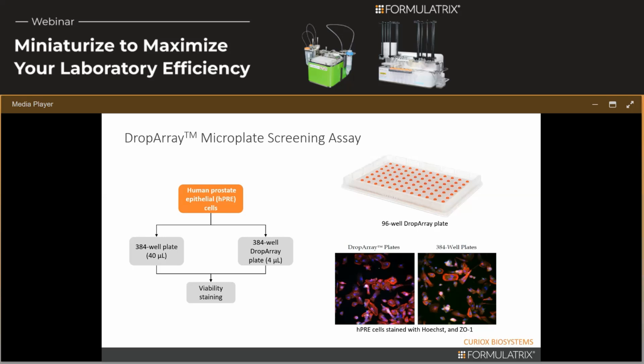The efficiency of the Tempest in combination with miniaturization is highlighted by the results obtained when the drop array plate was used for miniaturizing the screening assay for viability testing of HPRE cells. The standard screening assay required 40 microliters of reaction per well in a 384 well plate. By using Tempest with the drop array plate, a tenfold reduction in volume was achieved. However, similar results were observed when the seeded cells were analyzed by viability staining.